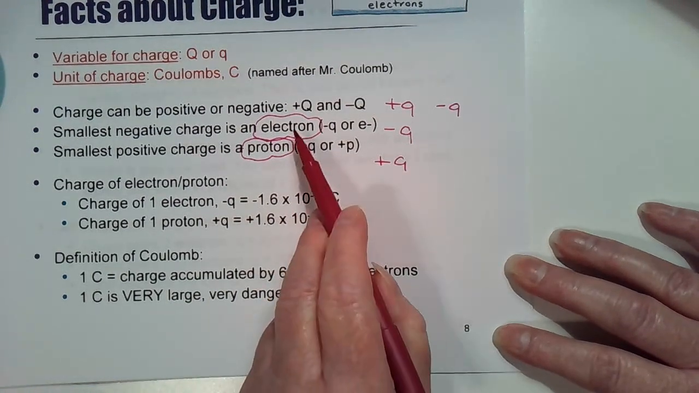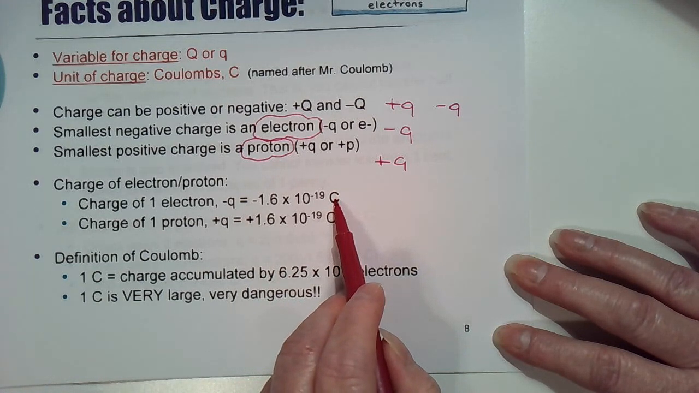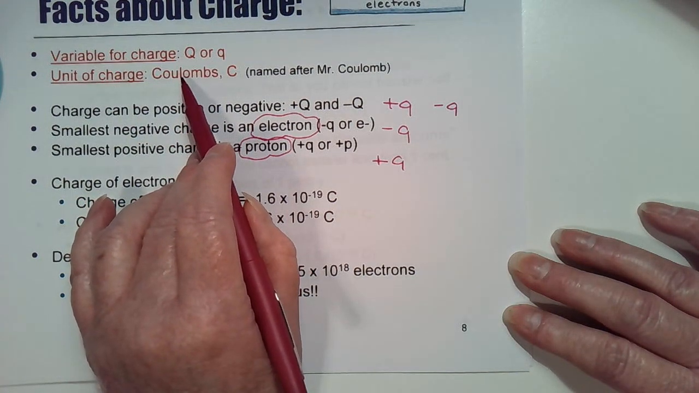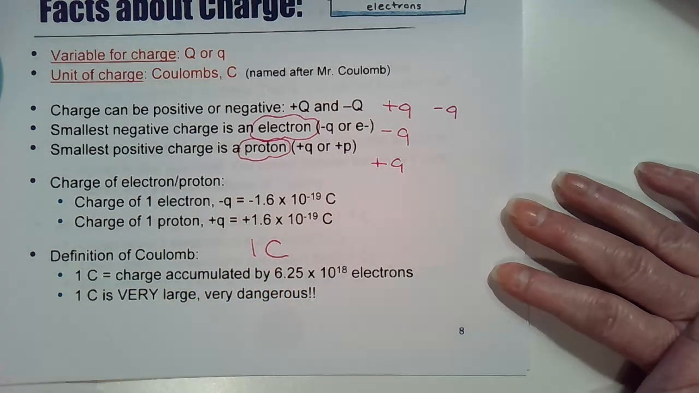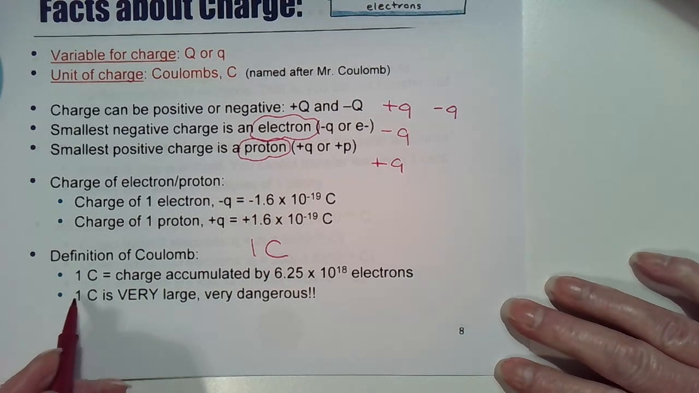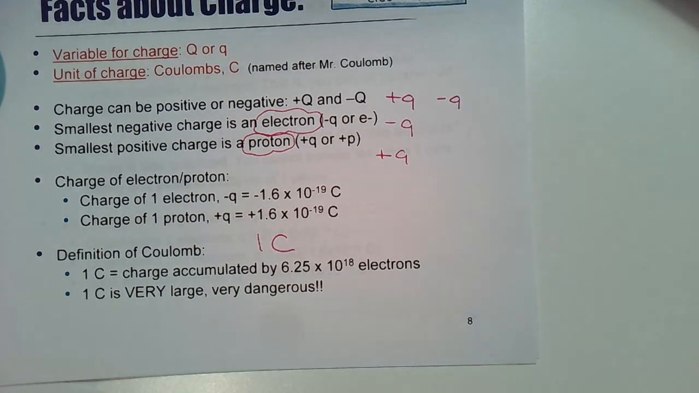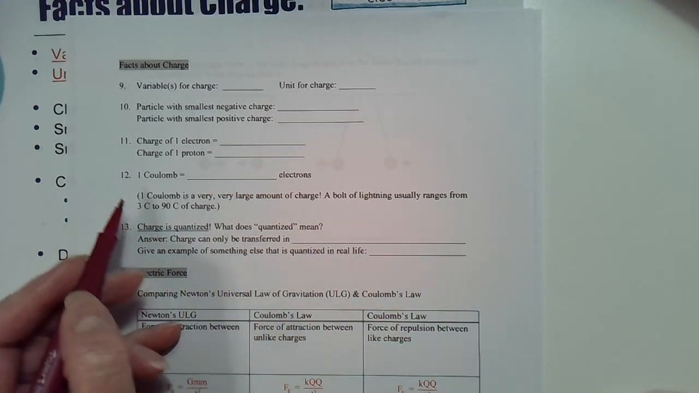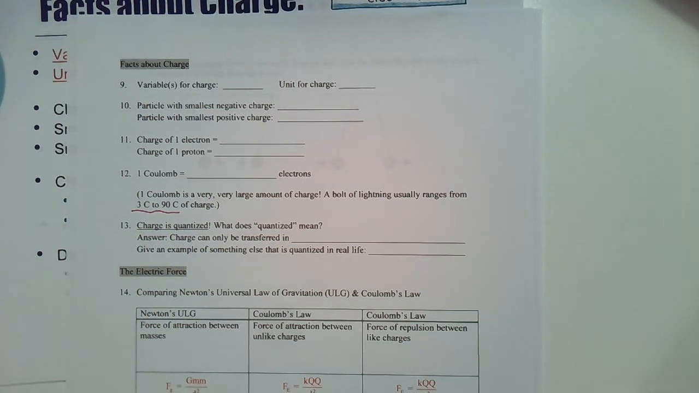All right, so you can see that an electron has a very small Q value. So then the question becomes, what if I actually had a full 1 coulomb? Like how big is a charge of 1 coulomb? A charge of 1 coulomb is really, really big. So it's very, very large, very, very dangerous. I think I put in your notes that a lightning bolt is between 3 to 90 coulombs. Like 3 coulombs is a lightning bolt.